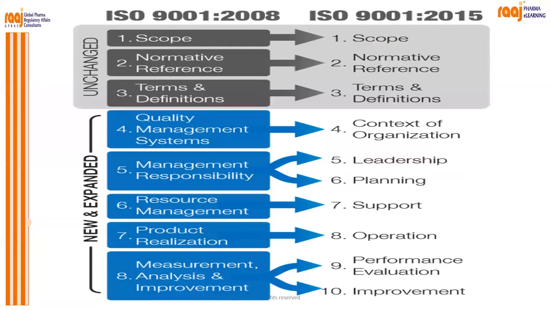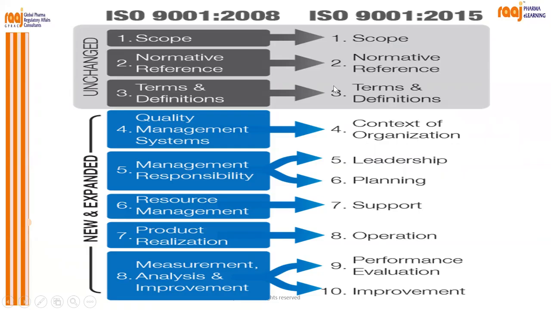Before moving forward, I would like to show what has changed from ISO 9001:2008 to 9001:2015, which is the current standard, and the old one is ISO 9001:2008. So what has not changed? The scope, normative references, and terms and definitions. You will see that from 2008 till 2015, these three clauses remain the same.